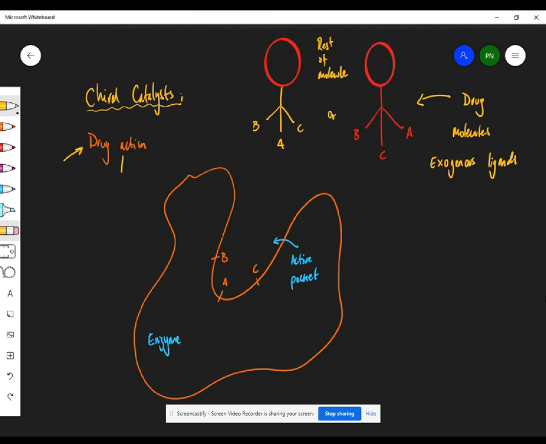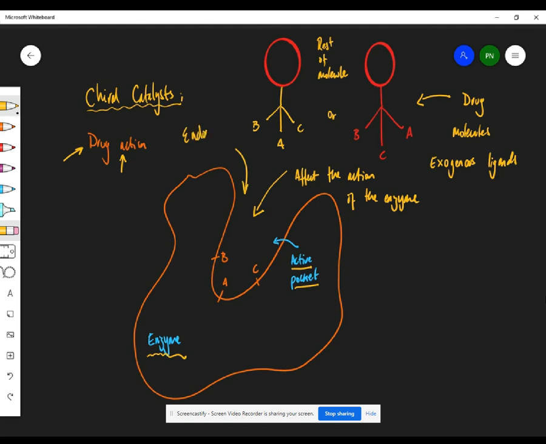Before we look at that, we have to look at drug action. And what is drug action? Well, we have an enzyme, and in the enzyme we have an active pocket, and there are groups in the active pocket that are going to bond to some sort of ligand that's going to go into the active pocket. Okay, now the active pocket will affect the action of the enzyme.